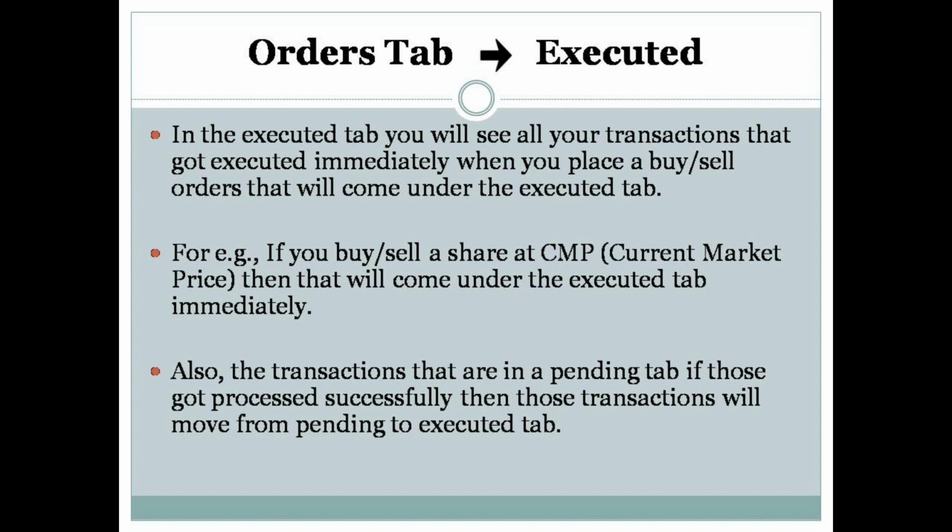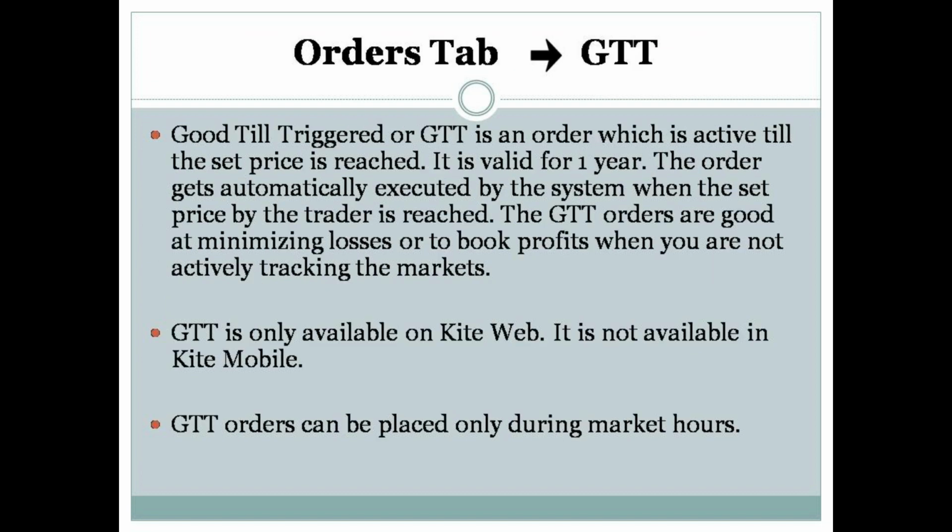So the third sub tab of orders tab is GTT, good till triggered. GTT is an order which is active till the set price is reached. It is valid for 1 year. The order gets automatically executed by the system when the set price by the trader is reached. The GTT orders are good at minimizing losses or to book profits when you are not actively tracking the markets.